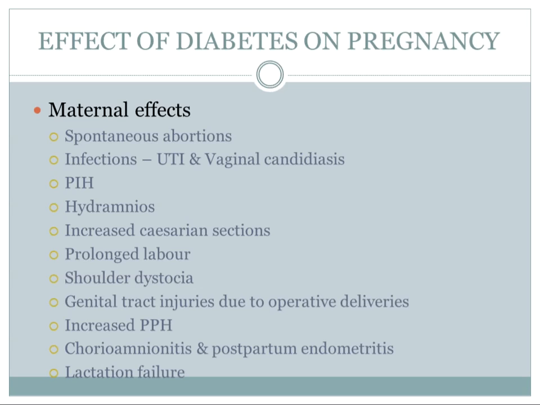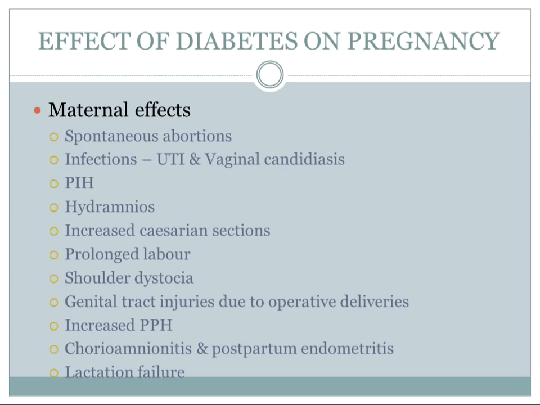Okay. Then because of the complications, there is increased rate of cesarean sections and all the morbidity associated with it. There may be a prolonged labor. Prolonged labor may be because of a large baby. Then shoulder dystocia is there. What is the meaning of dystocia? It is any obstruction. Shoulder dystocia means when the shoulder of the fetus is being delivered, there is obstruction.